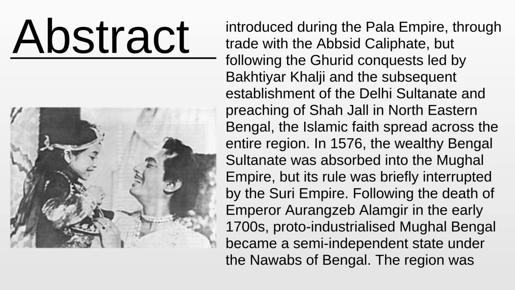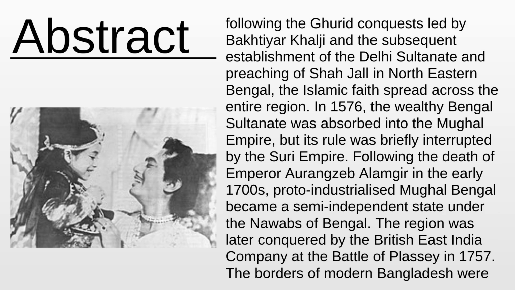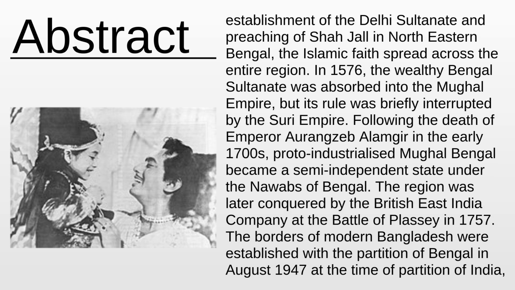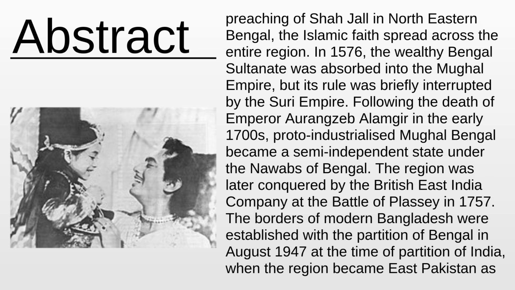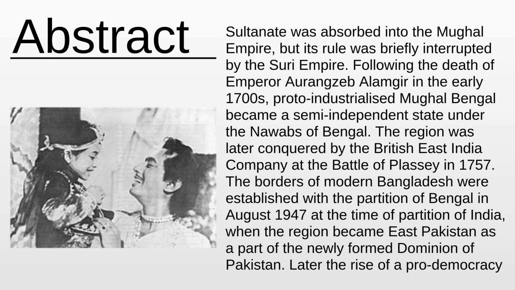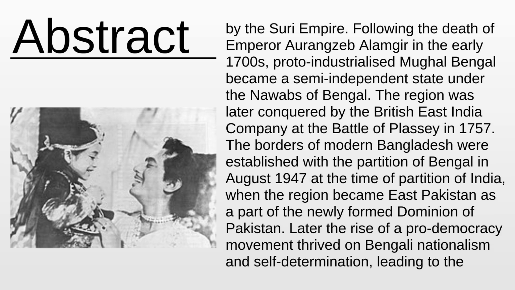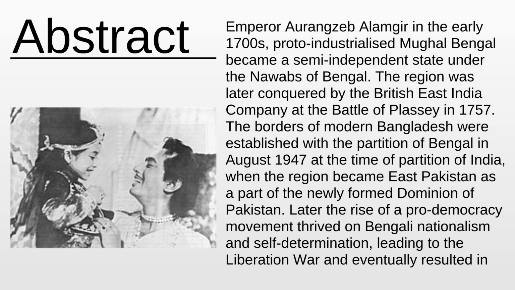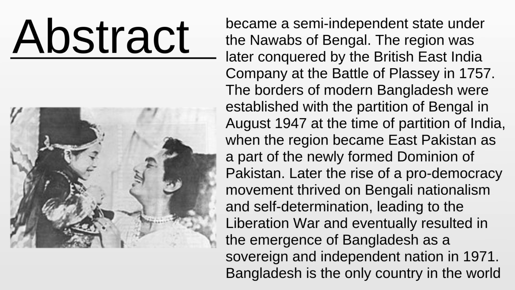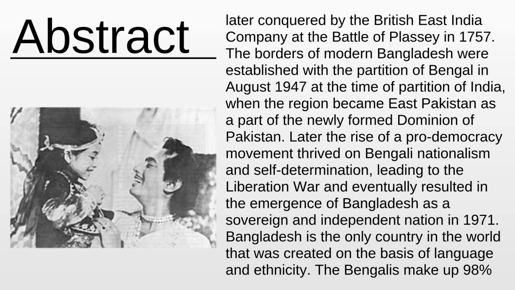The Pala Empire, the Chandra dynasty, and the Sena dynasty were the last pre-Islamic Bengali Middle Kingdoms. Islam was introduced during the Pala Empire, through trade with the Abbasid Caliphate, but following the Ghurid conquests led by Bakhtiyar Khalji and the subsequent establishment of the Delhi Sultanate and preaching of Shah Jalal in northeastern Bengal, the Islamic faith spread across the entire region. In 1576, the wealthy Bengal Sultanate was absorbed into the Mughal Empire, but its rule was briefly interrupted by the Suri Empire. Following the death of Emperor Aurangzeb Alamgir in the early 1700s, proto-industrialized Mughal Bengal became a semi-independent state under the Nawabs of Bengal.